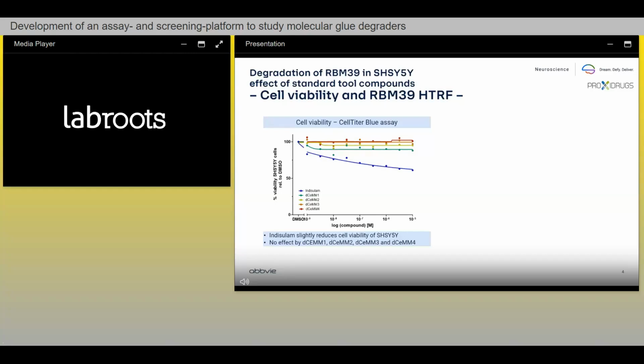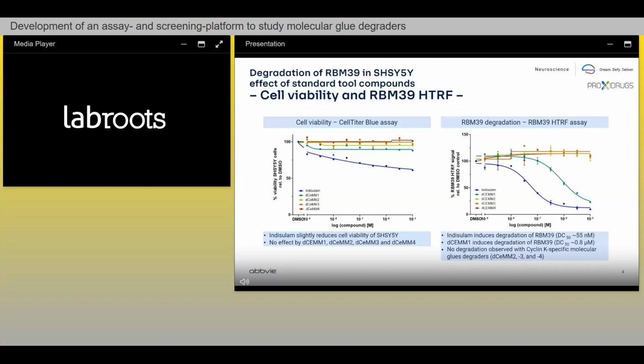If we then have a look at the RBM39 degradation, we can clearly see that Indisulam induces the degradation of RBM39, despite the fact that we do have some impact on cell viability. We still reach DC50s of around 55 nanomolar with Indisulam. With DSM-1, this is a bit weaker or less efficient. We reach about 800 nanomolar DC50s. Both go down to around 20% RBM39 left, which makes it a degradation efficiency of around 80%. We do not see any degradation with the cyclin K specific molecular glue degraders DSM-2, 3, and 4.